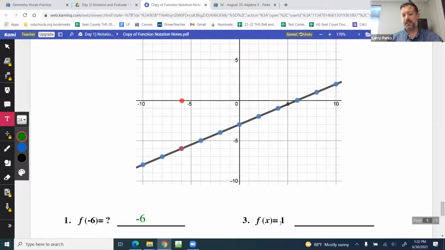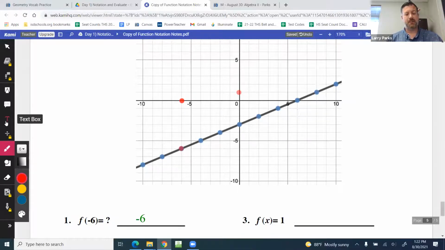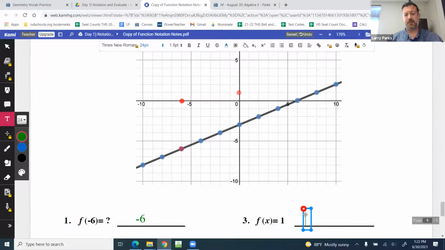Here, what x value gets a y of 1? So I go up here to 1. I trace it over. What x value would that be? That looks to be 8. So when I plug 8 in, I get back 1. So here I would say 8. I hope you see the difference here. This is asking what x makes that y. This is saying when the x is -6, what is the y?